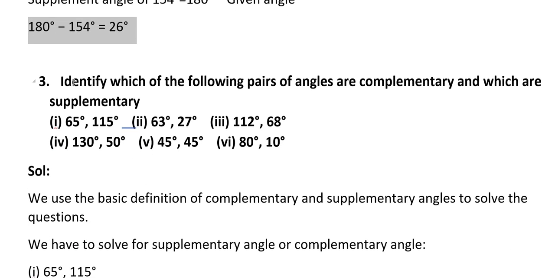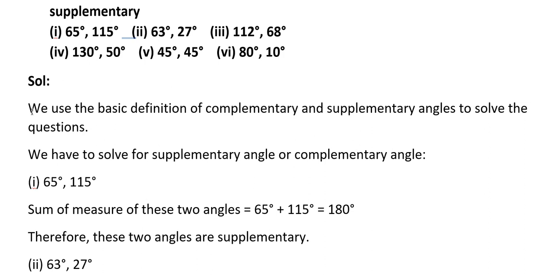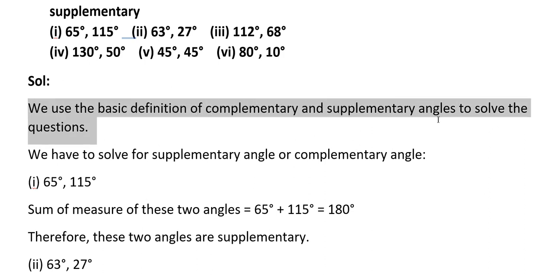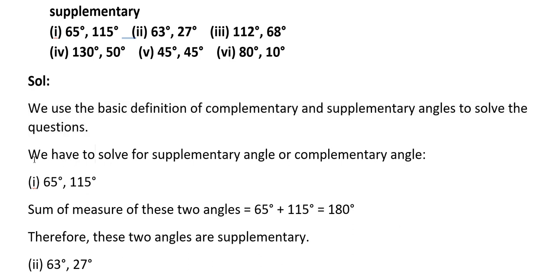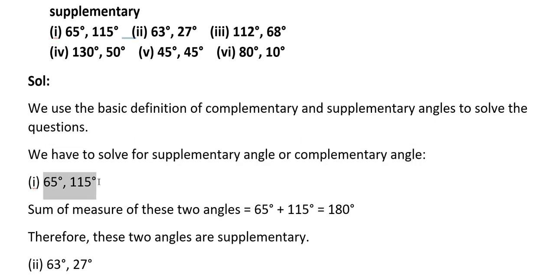Third one, identify which of the following pairs of angles are complementary and which are supplementary. We use the basic definitions of complementary and supplementary angles to solve the question. We have to solve for supplementary angles or complementary angles. 65, 115: the sum of the measure of the two angles is equal to 180. Therefore, the two angles are supplementary.